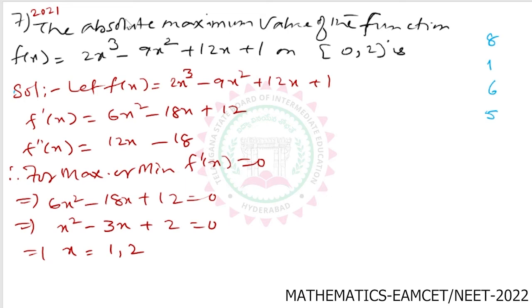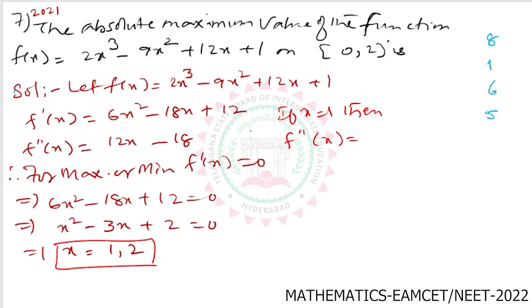Okay. Now, after getting the values x equal to 1, 2, if I substitute in f double dash x, what happened? If x is equal to 1, then f double dash x, that is 12x minus 18. So, f double dash 1 is equal to 12 minus 18, which is equal to minus 6, which is less than 0. Therefore, it means that it is maximum at the point x equal to 1.